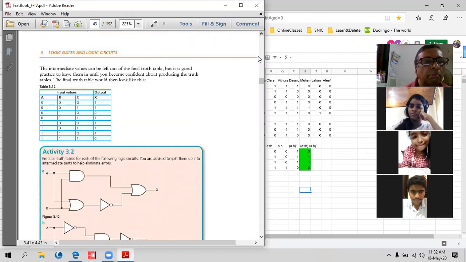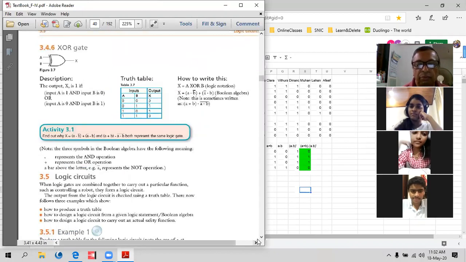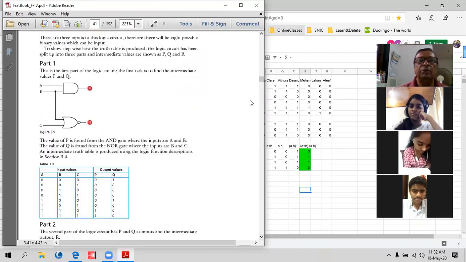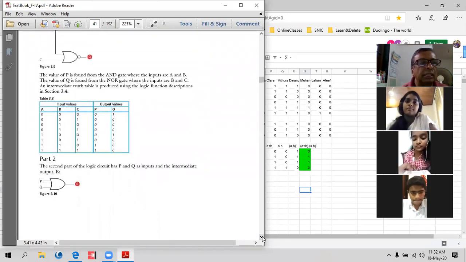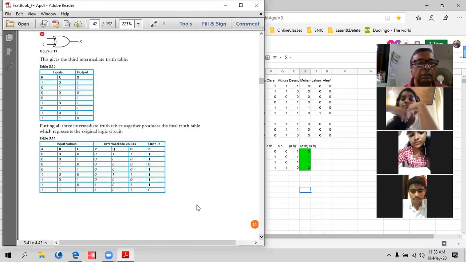We had a question to solve. This is the question. Produce a truth table for the following logic circuit. And we learned that you have to break it into three, just like our normal modular programming, like you all would have learned decomposition, breaking down into smaller parts. So this one, 1, 2, 3. Part 1, part 2, part 3, we broke it into three parts and then solved separately. The part 1 earlier here, then part 2 and part 3. Finally, we got the overall truth table, this.